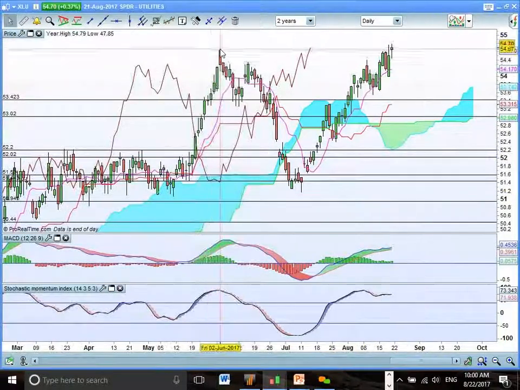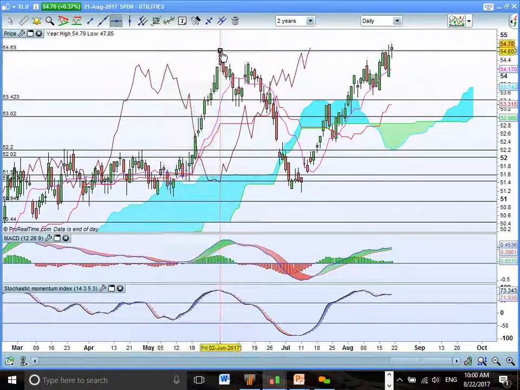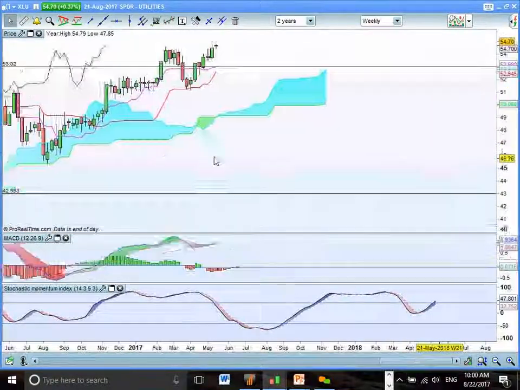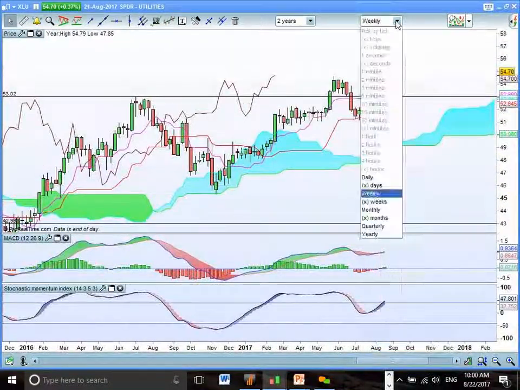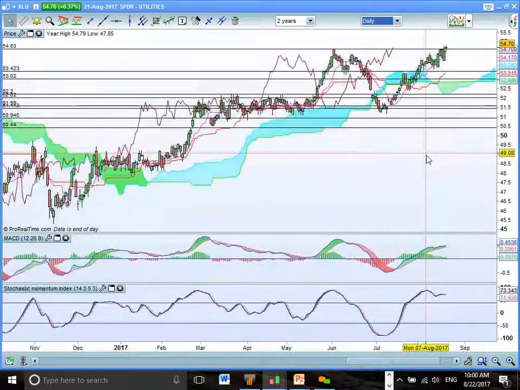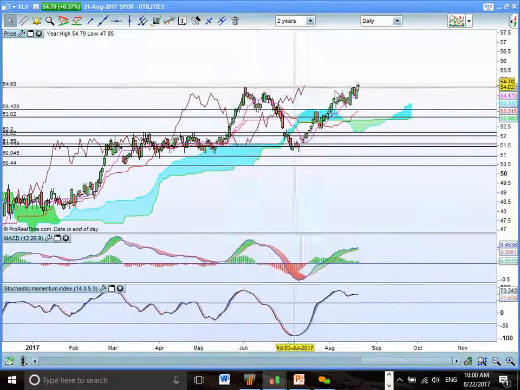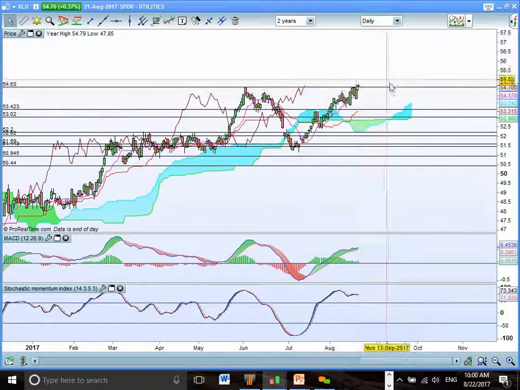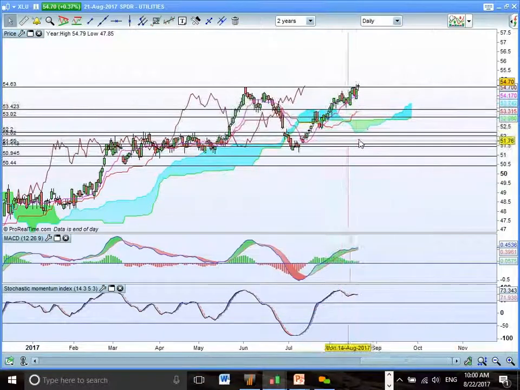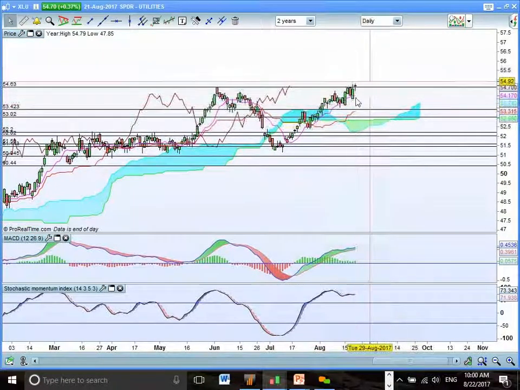Utilities, XLE, a bit extended, fighting resistance up in the cloud. If we look at the weekly, there's no new resistance zone here, so we are going to slow grind higher. And we are looking at, if we break out, it'll break out and then come back to retest that area for support. But currently looking for this.